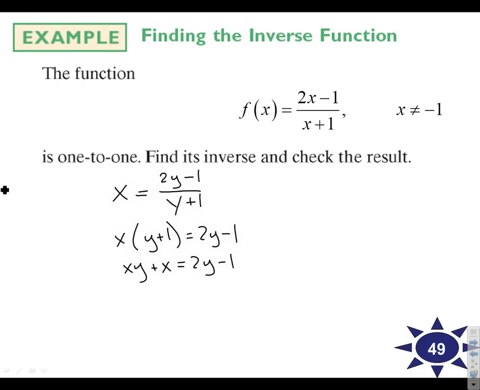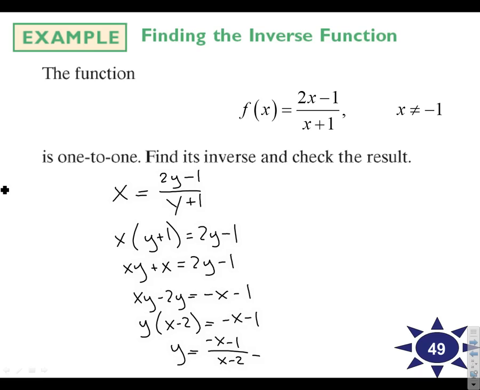And then see if you can get everything that has a y with it on one side. So xy minus 2y over here, and negative x minus 1 over here. And now we're going to factor out. So we can factor out a y. We've got x minus 2 equals negative x minus 1. And let's divide both sides. Y equals negative x minus 1 all over x minus 2. You could clean that up to be negative x plus 1 over x minus 2. Looks a little prettier that way. Either way is fine.